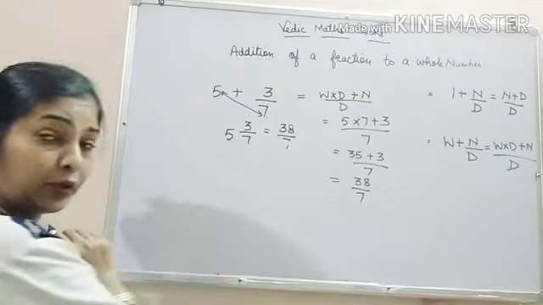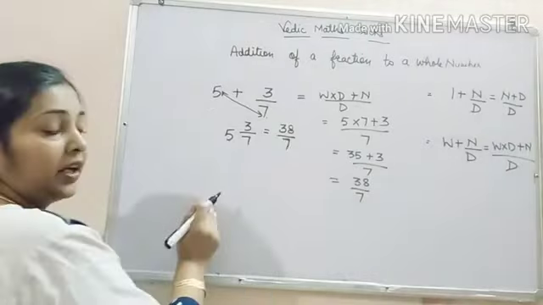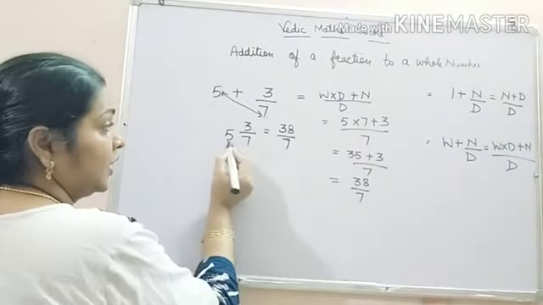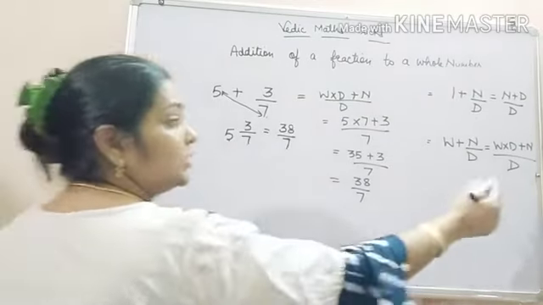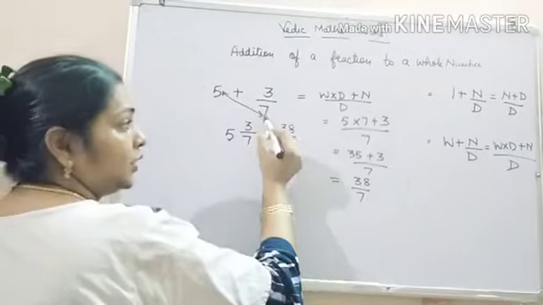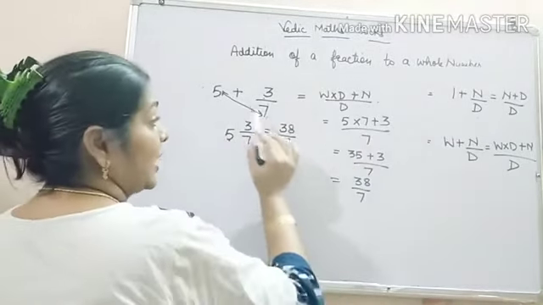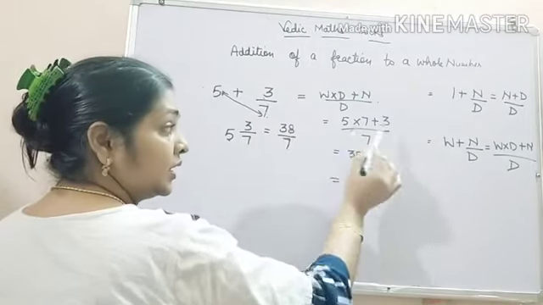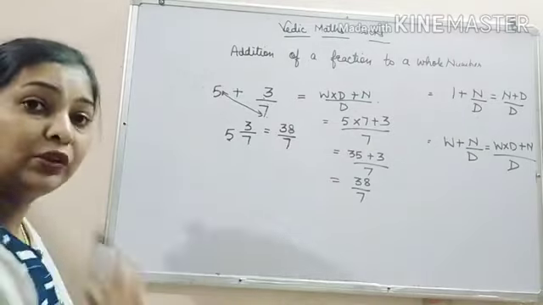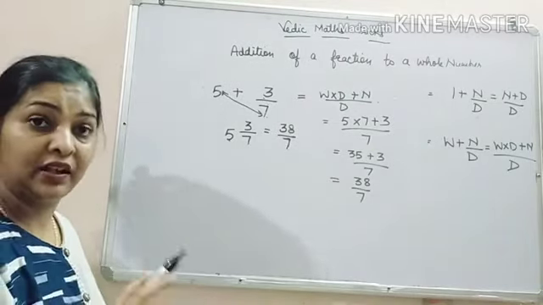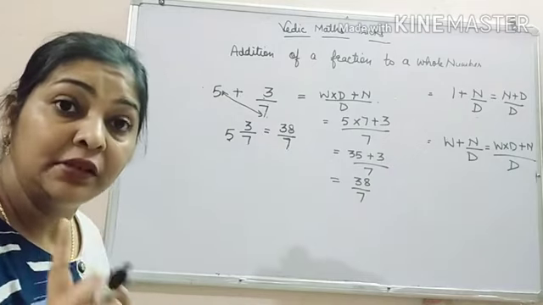So I have told you two methods to do it. Either write it as a mixed fraction 5 3 by 7 and just convert it into an improper fraction. 7 5s are 35, 35 plus 3, 38 by 7. Or you can use this formula. Whole number into denominator plus numerator upon denominator. 5 7s are 35 plus 3. That is equal to 38 by 7. In both the cases we get the same answer. If you use these tricks, you will never commit any mistake.